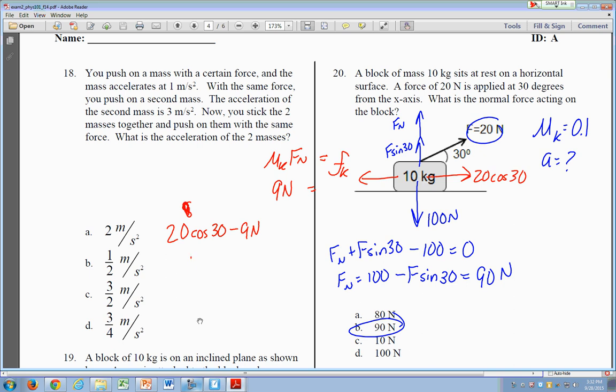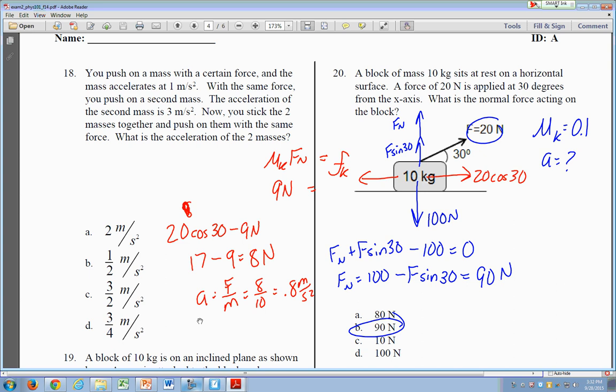Oh wait, no, I'm sorry. 17 minus 9 equals 8 newtons. So my acceleration then is F over m, which is 8 over 10, or 0.8 meters per second squared. Those are good questions. You'll see questions like that.